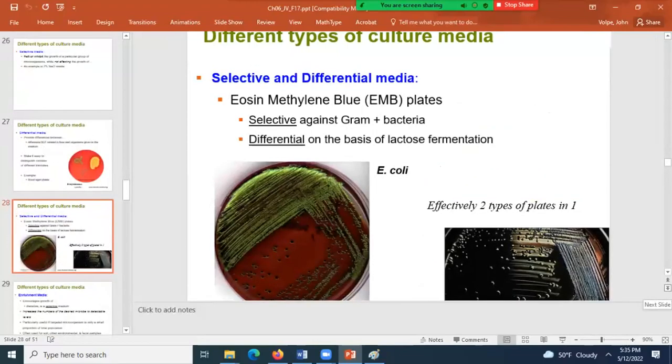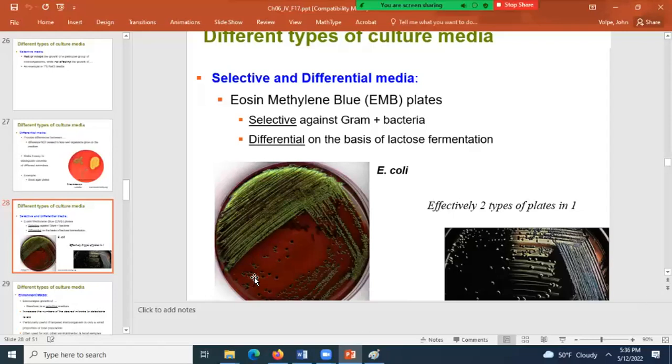There are also selective and differential media. Eosin methylene blue, or EMB plates, are selective and differential. They are selective in that they select against gram-positive bacteria. Generally speaking, if something is growing on EMB, that means it's a gram-negative cell. It's also differential on the basis of lactose fermentation.